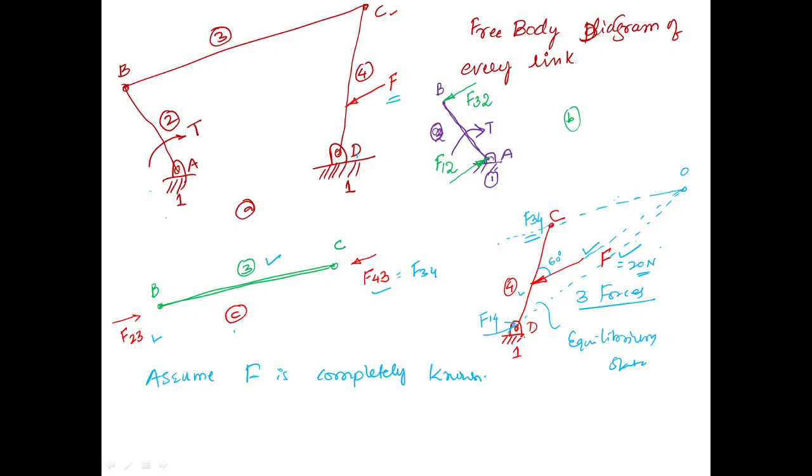Now similarly, if you draw the lines here, F14 passes through the intersection of F and F34. Now by drawing a force diagram or force triangle, since F is completely known, you can find the magnitude of F14.